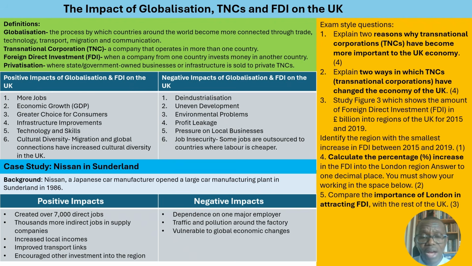And then we have vulnerable to global economic changes. Now, global economic changes here include things like global slowdowns. Now, if there's a global slowdown, especially that impacts on the car market, for example, then that will mean that the number of cars that Nissan is selling across the world is going to go down. So they will have to reduce their manufacturing. And whenever there is a reduction in manufacturing, it may also come along with job losses. So that's another variable in the situation.